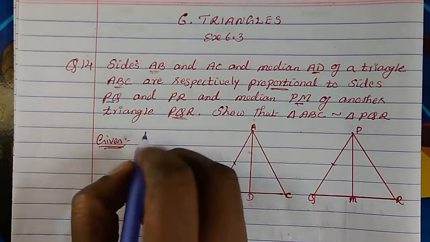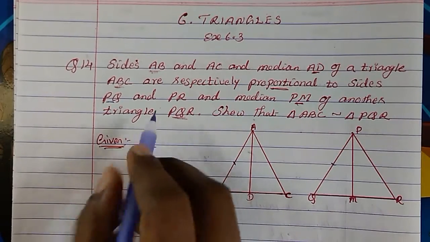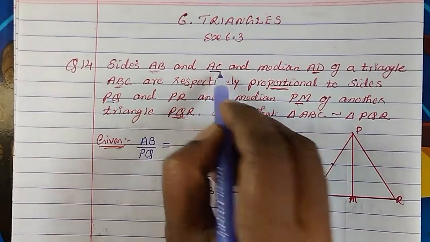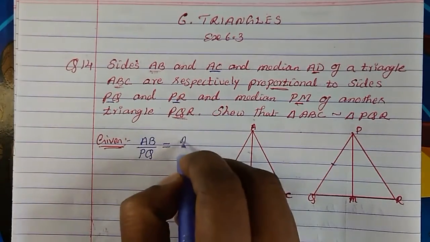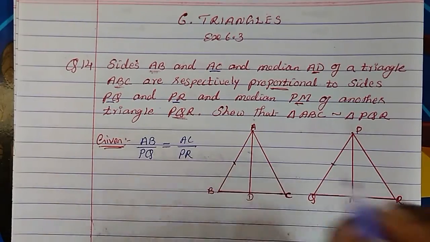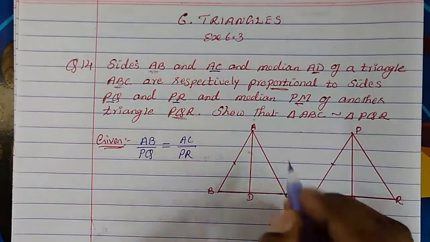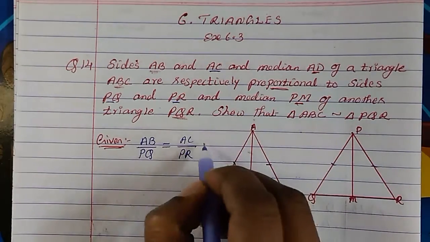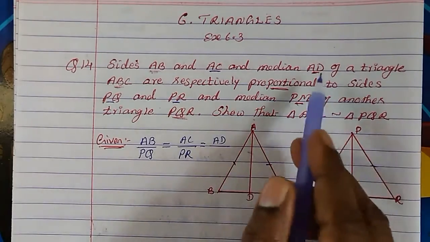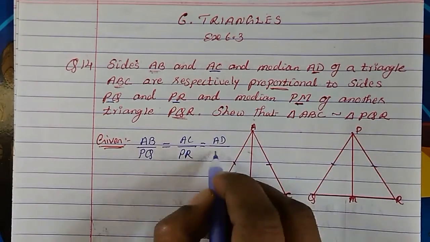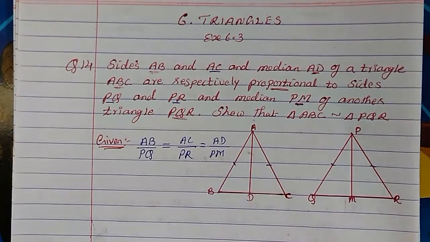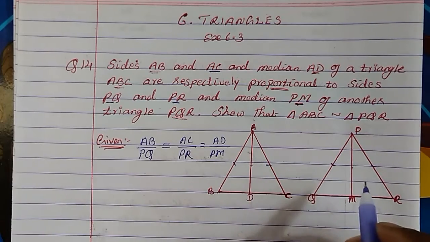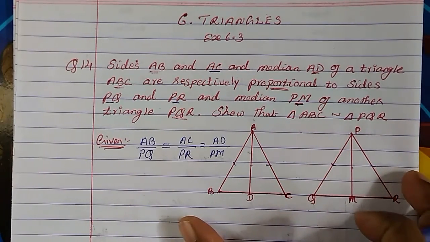Okay, so that means AB upon PQ is equal to, next is AC, here next is PR. So AC upon PR, these two sides. Then median AD, and here median is PM. So what is given to us? This side, this side, this side, this side, and here the median. Okay, these sides are proportional.